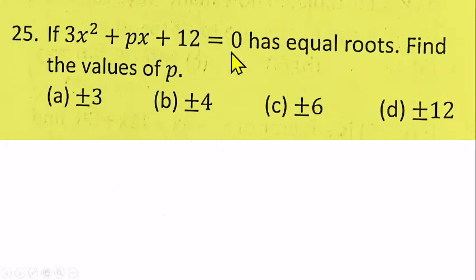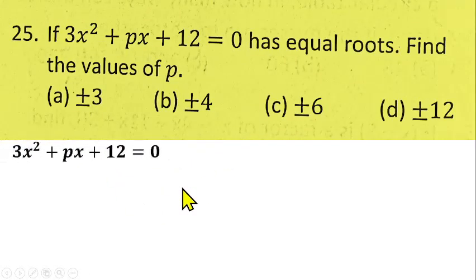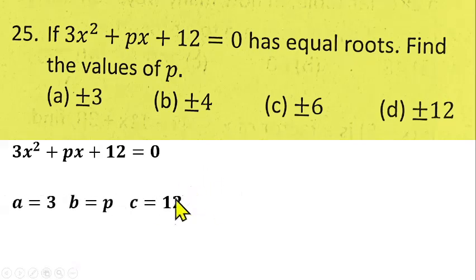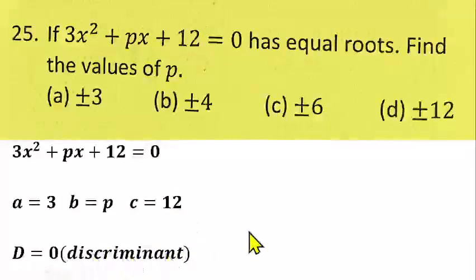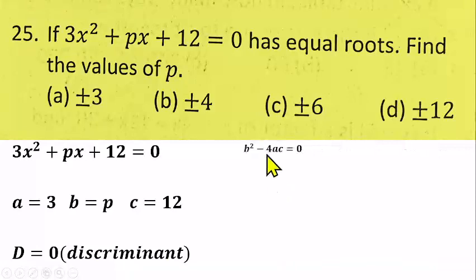The only way you can test that is by using the discriminant, which is D equals 0, and our D is b squared minus 4ac, which is the discriminant. From the equation we can get our a to be 3, our b is p, and our c is 12. So using the discriminant, D is equal to 0. So we have b squared minus 4ac equals 0. Our b is p. If you put that here, you have p squared minus 4 times our a, which is 3, and our c, which is 12, equals 0.